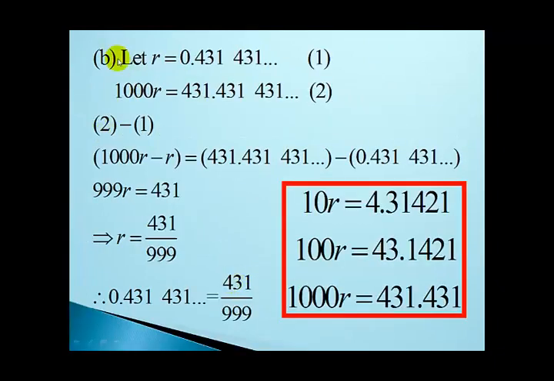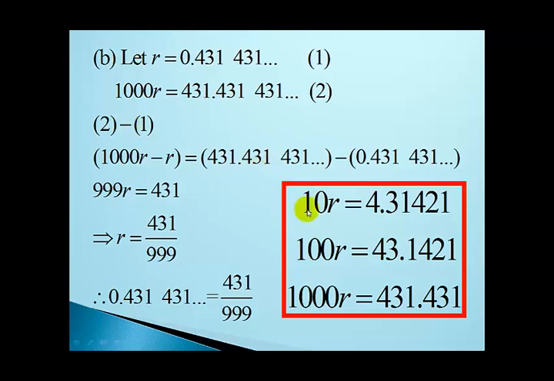Now B, let R be equal to 0.431431. Let this be equation 1. So we multiply the left hand side by 1000. In doing that, we have 1000R. And this will be equal to 431.431431. That's equation 2. Now, when you multiply, look at this before you continue from here.